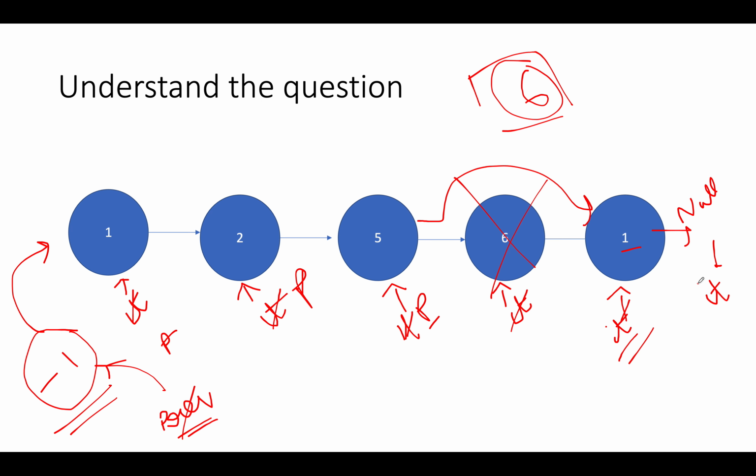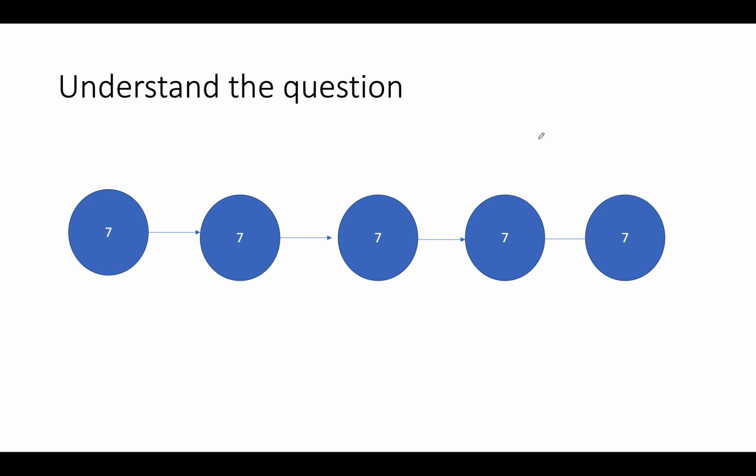Let's take another example which is also very interesting. Here in this example, we are given a linked list with all the nodes that are equal to 7, and the value of the node that is to be deleted is also 7. In short, we need to delete all those nodes. So how do we do the processing?